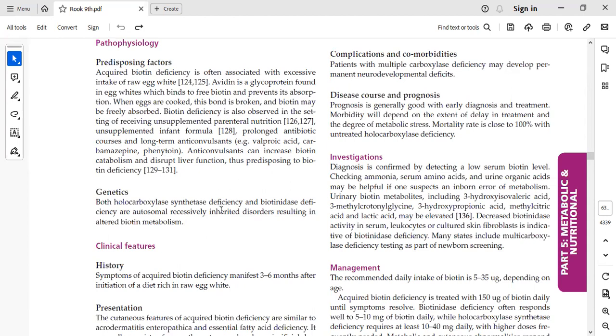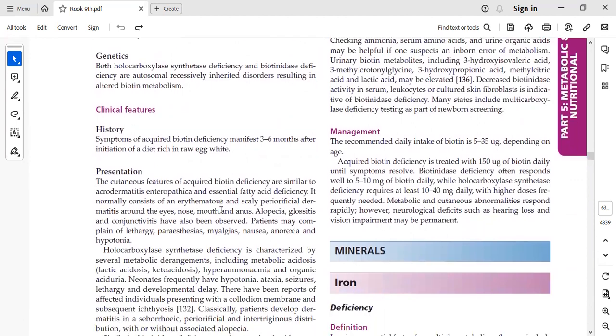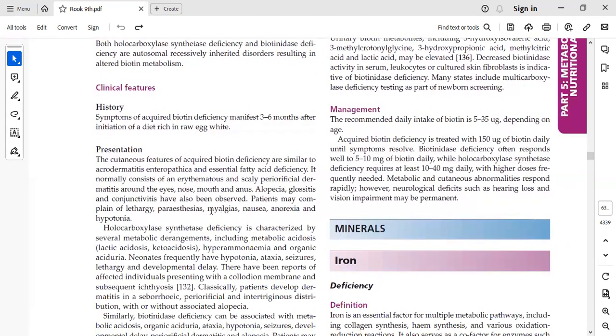Now, how does it present? It presents with erythematous and scaly periorificial dermatitis around the eyes, nose, mouth, and the anus. Besides this, it may also present with alopecia, glossitis and conjunctivitis. And because of lack of energy, the patient may be lethargic and have myalgias, nausea, and vomiting.